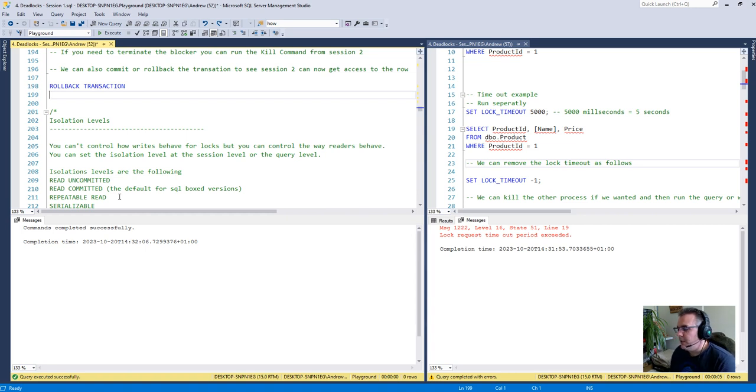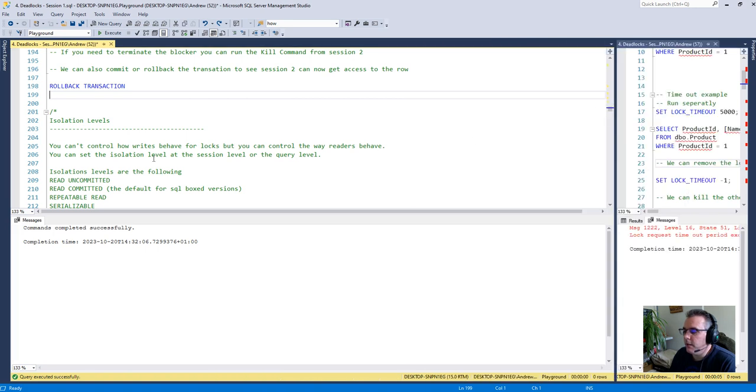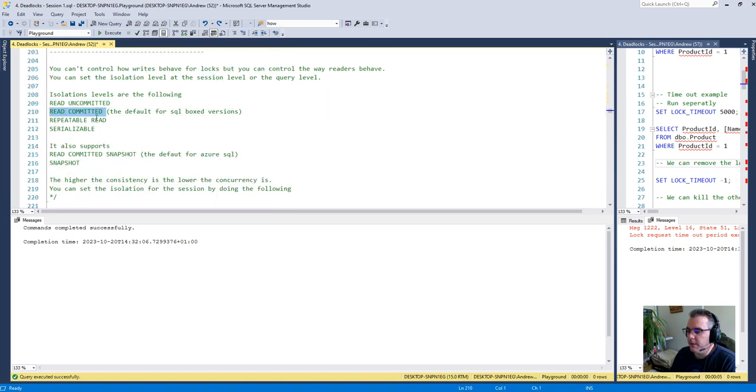So let's talk about isolation levels. You can't control how writes behave for locks, but you can control the way reads behave. You can set the isolation level at the session level or the query level. So isolation levels are the following. You've got read uncommitted, you've got read committed, which is the default for SQL boxed versions. You've got repeatable read and you've got serializable. As you go down this chain, it gets more strict and slower basically.